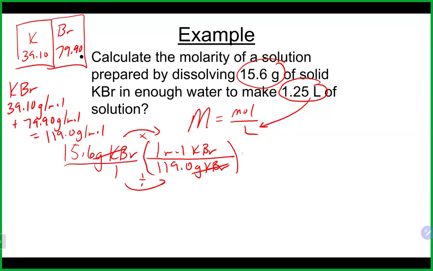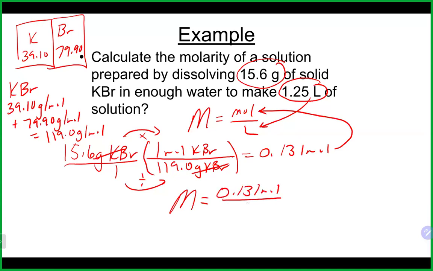And that's going to get me here 0.131 moles. That is the top part here that I need to calculate my molarity. Now that I have basically everything that I need, I just need to plug it in there and calculate it. So the molarity here will be 0.131 moles divided by our volume that's already in liters.